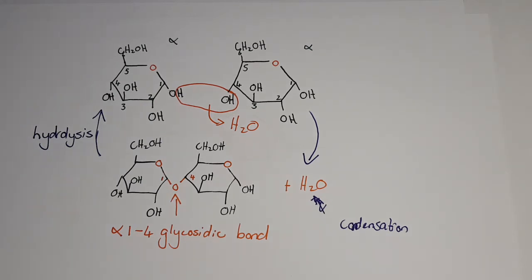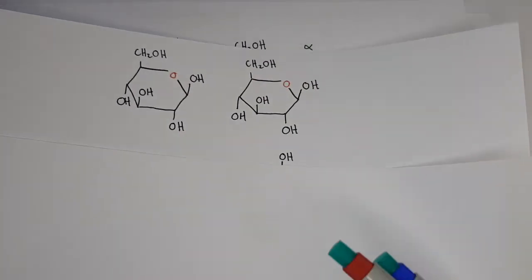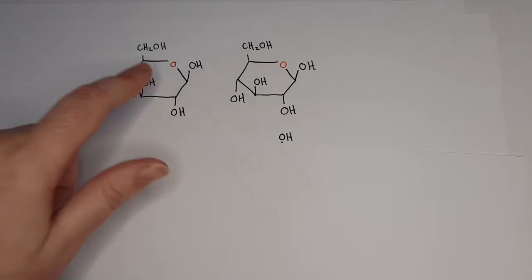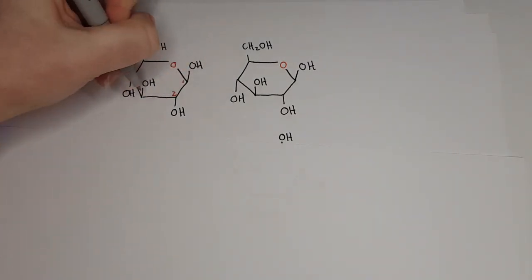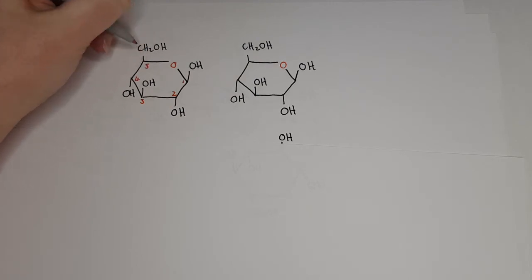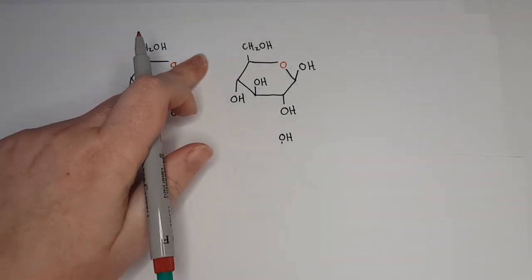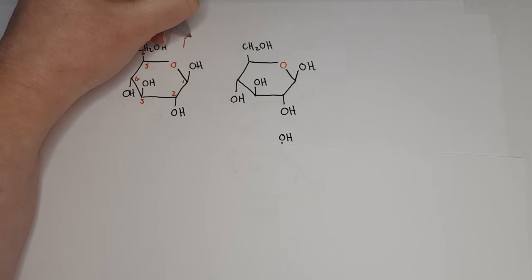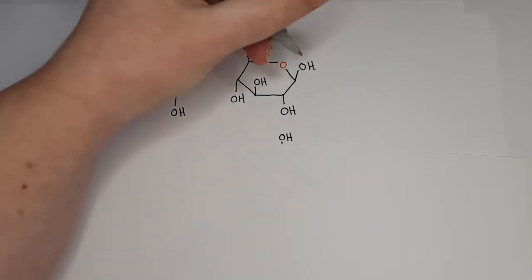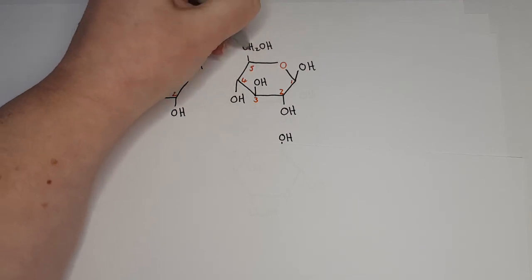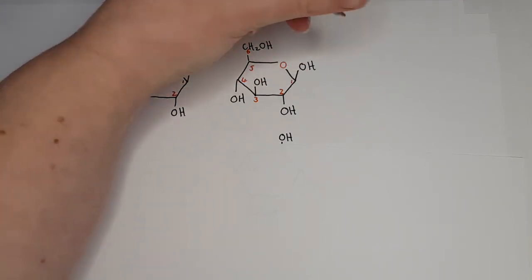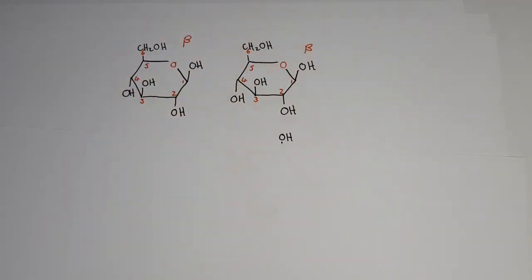Now, a beta glucose molecule is when the OH on carbon 1 faces upwards. So here, because I've got carbon 1, 2, 3, 4, 5, 6, on carbon 1, that's going up. So that is a beta molecule. And over here, 1, 2, 3, 4, 5, 6. On carbon 1, it's going up. So there's a beta molecule.